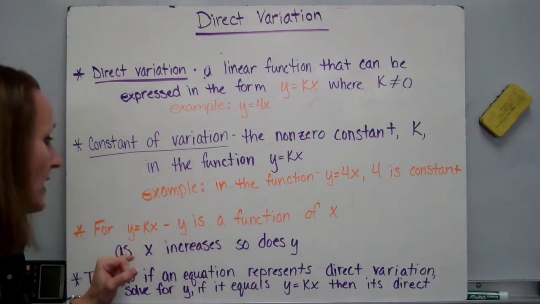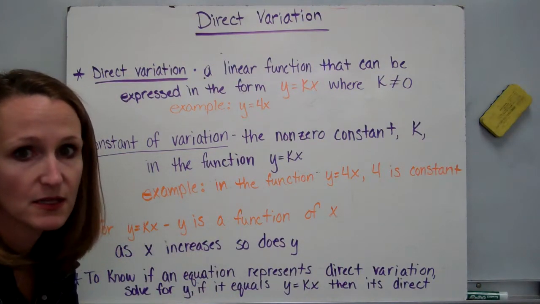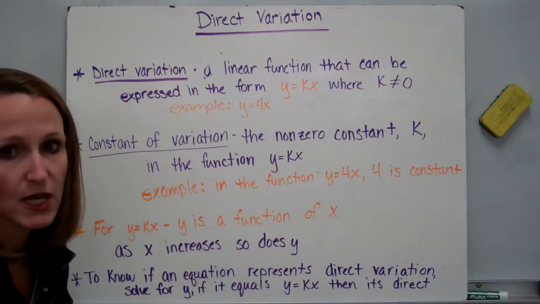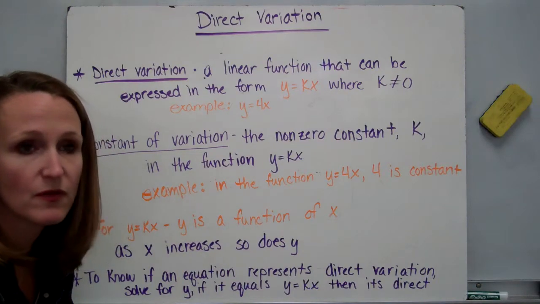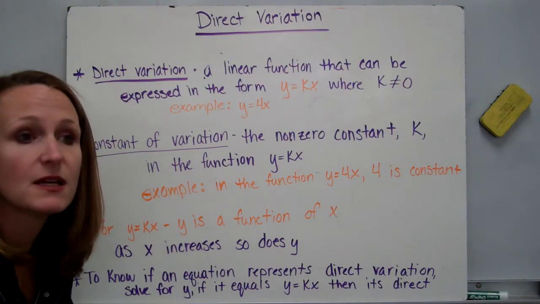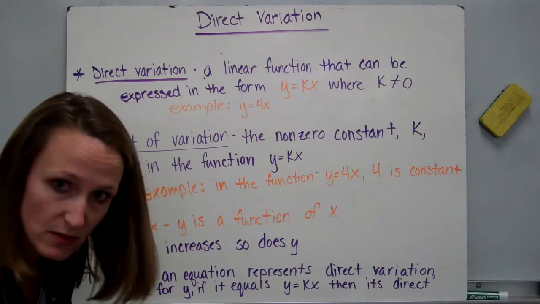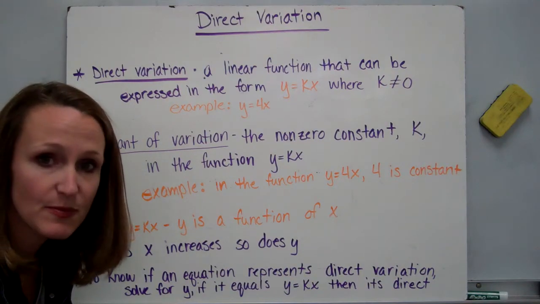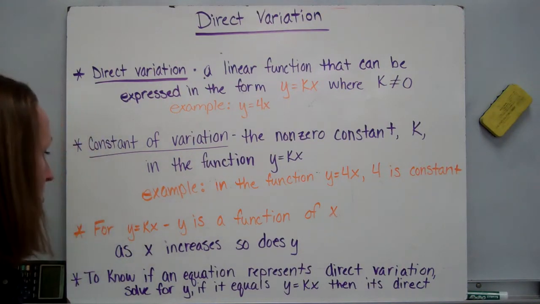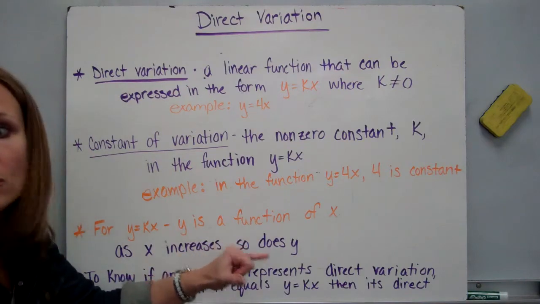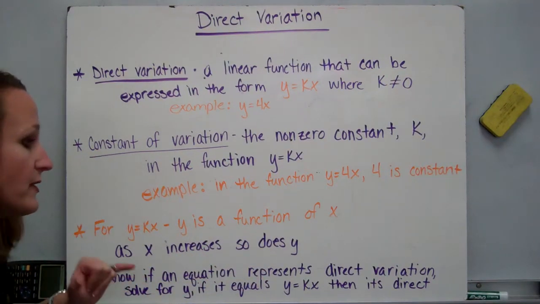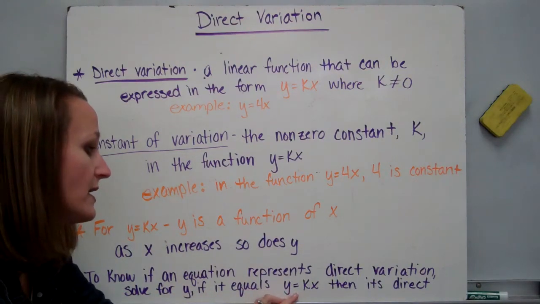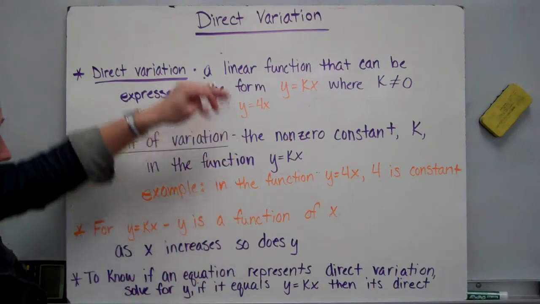So, for example, in y equals kx, y is a function of x. That's what we would say. So, as we do something to x, y is going to change. X would be our independent variable, and y is dependent upon what happens to x. So, as x increases, so does y. To know if an equation represents direct variation, you solve for y. If it's going to equal y equals kx, then it's direct variation.